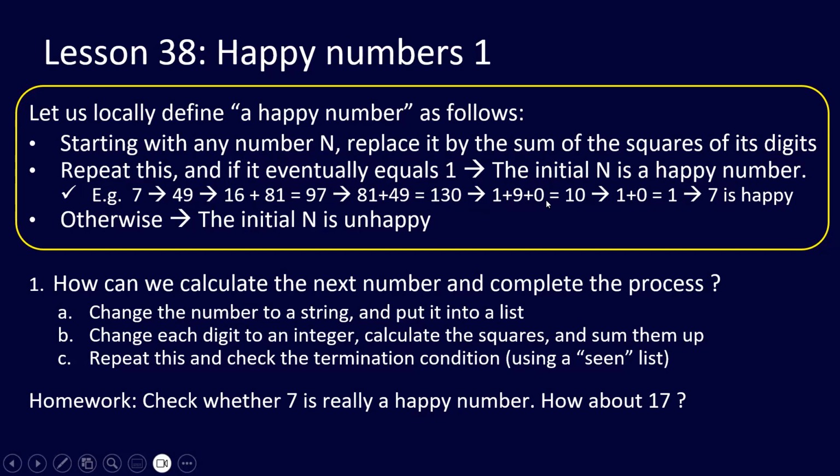For example, 7 is happy because the process goes down to 1 eventually. Otherwise, the initial n is unhappy. Otherwise, meaning that there becomes a loop, a loop without 1 in it. If there's a loop, you cannot go out of it forever, so it is determined to be unhappy. Now how can we calculate the next number and complete the process? Let's go back to the code and check.